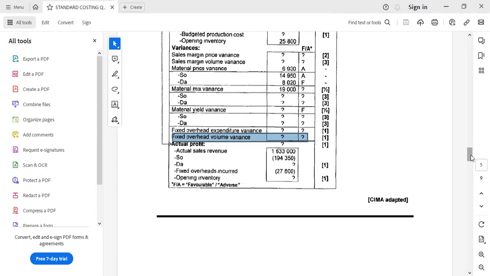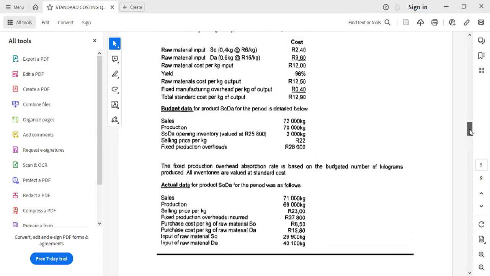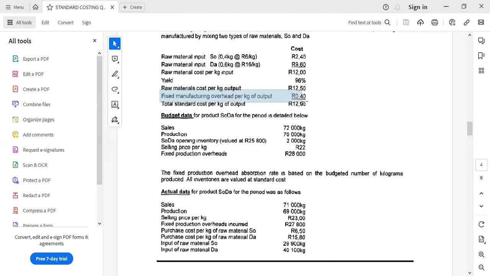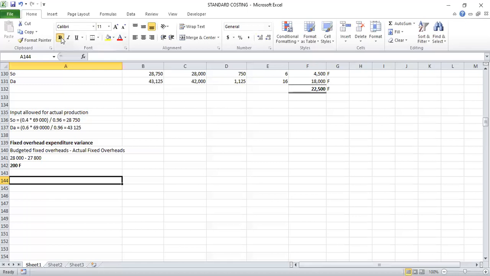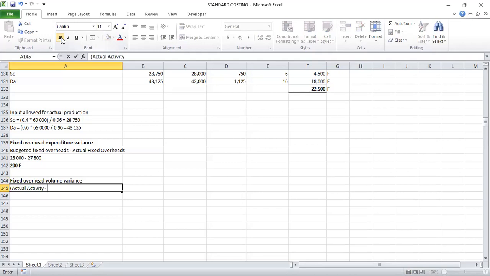All right, if we go back, let's see how they are absorbing overheads. It seems as if they are using kgs of output. So that means it's per unit, 0.4 per unit. They could have said that it's 0.4 per labor hour, but this is the kgs of output. So that means it's according to the number of units. So you can say fixed overheads volume variance equals actual activity minus budgeted activity, applied by the standard fixed overhead rate. I'll use the word activity because it would depend on the cost driver.